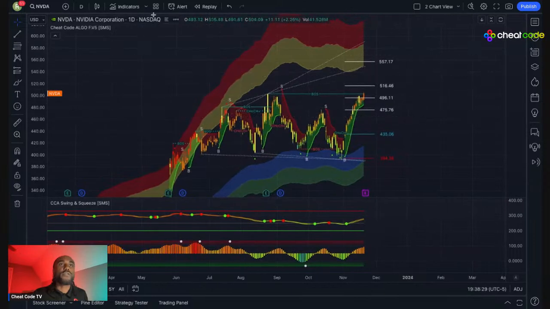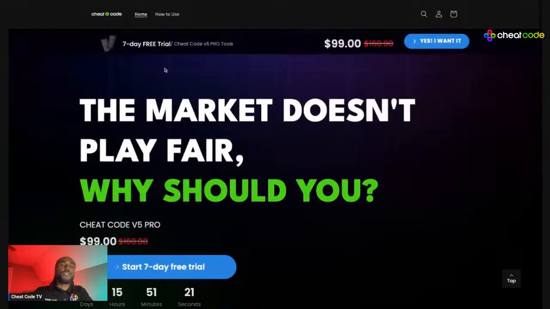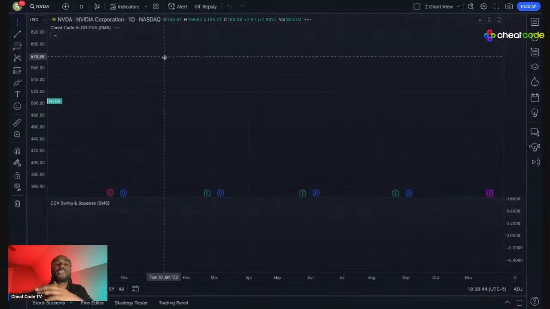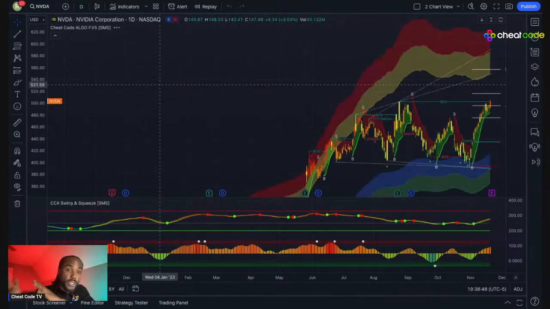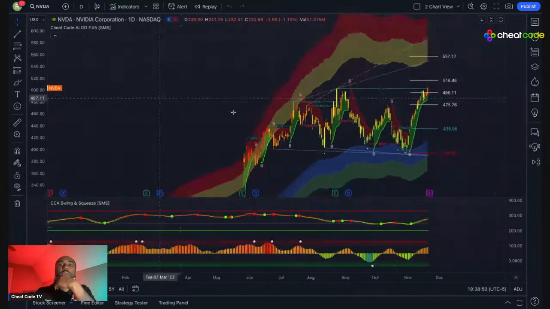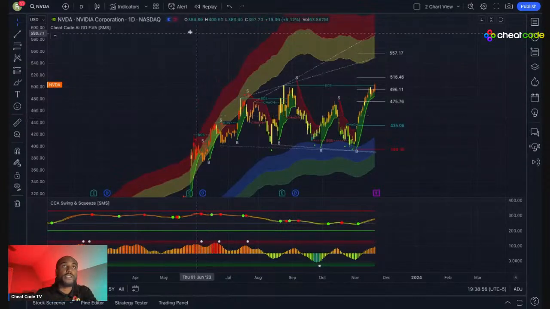So first, you need to go to cheatcodealgo.com. Now, once you're here, just click this 7-day free trial. Once you get the 7-day free trial, you'll head over to TradingView. Now, you need to go to your desktop to get Cheat Code Algo onto your mobile as well. So a lot of people may be going to their mobile looking for their notifications, but you need to start on your desktop, laptop, whatever it is that you have.